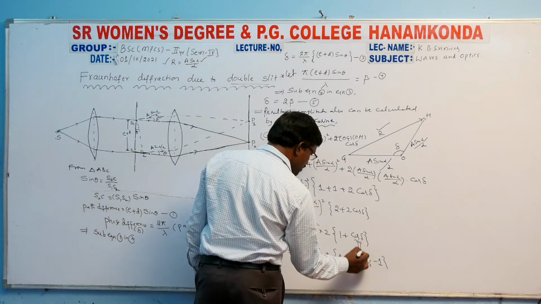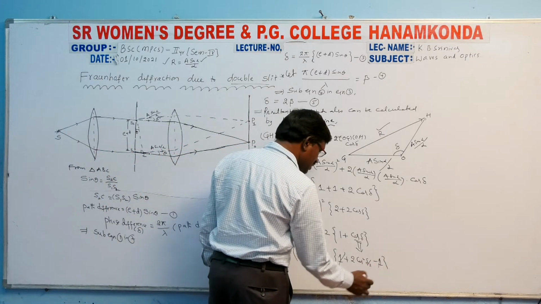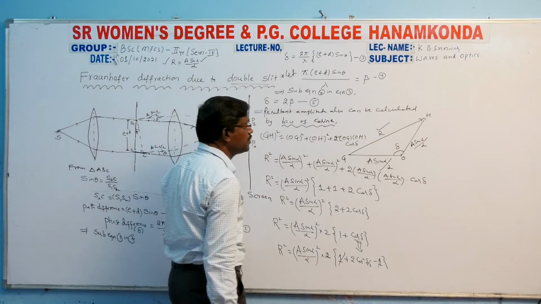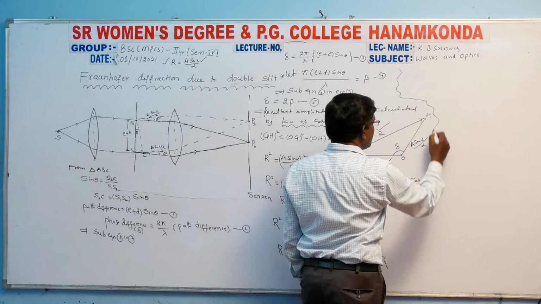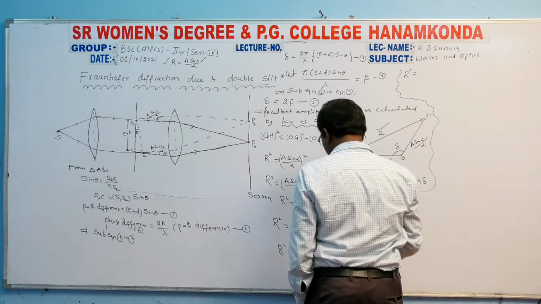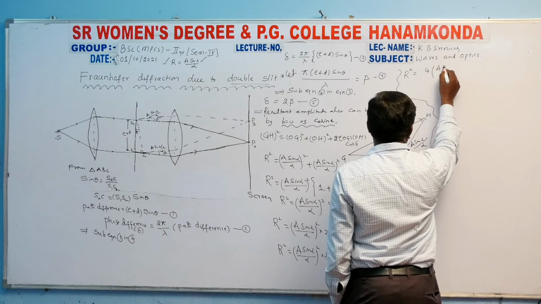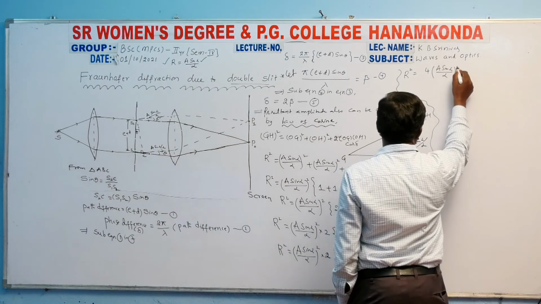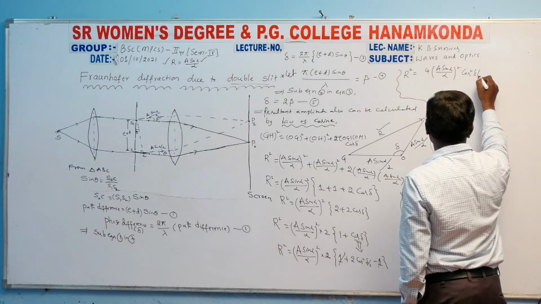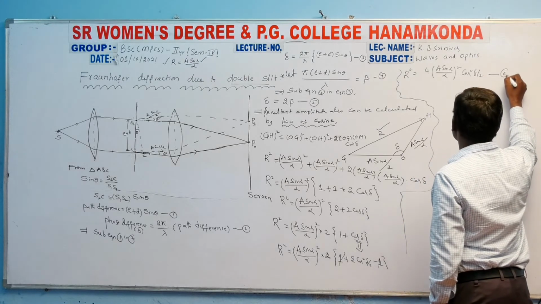Simply I have used the cos 2 theta formula here. So this plus 1 minus 1 gets cancelled. This is 2, and already here we are having 2. 2 into 2 becomes 4. So the resultant amplitude due to double slit that I want to calculate, R squared, is equal to 4 A sin alpha by alpha whole square into cos square delta by 2. Let this be equation number 6.